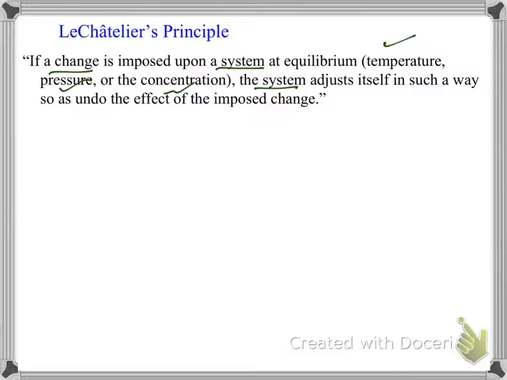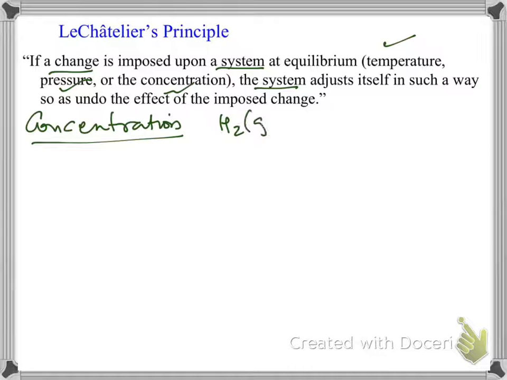The system, the reaction, does not like change. If you bring a change, the system wants to get rid of it. So let's see what kind of changes you can make. The first thing we're going to discuss is concentration, and I can take this example. Hydrogen gas combines with nitrogen gas to make ammonia.